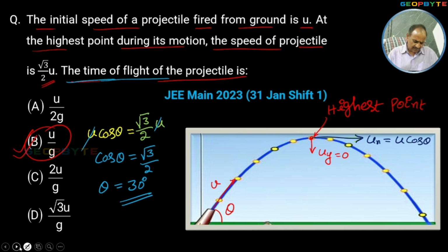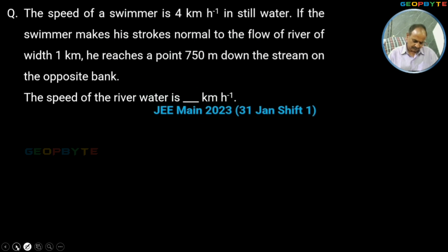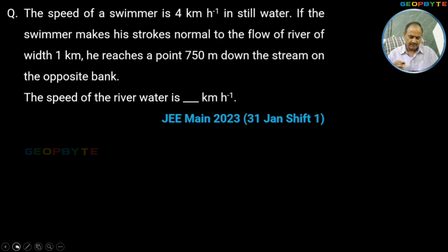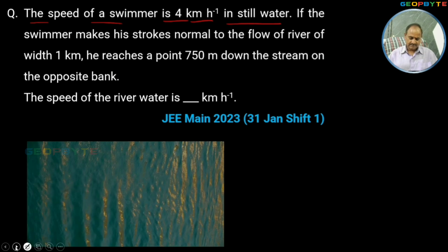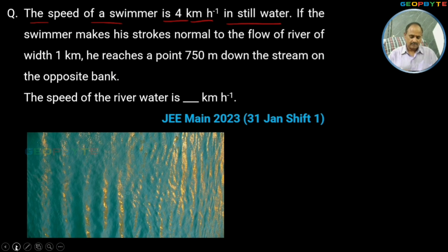Okay. Similarly, look at the next problem. Try to read it clearly. It is asking like this: the speed of a swimmer is 4 kilometers per hour in still water. In still water means in the water where the water is not flowing. It is like this. Look at the water. Assume this is the still water.